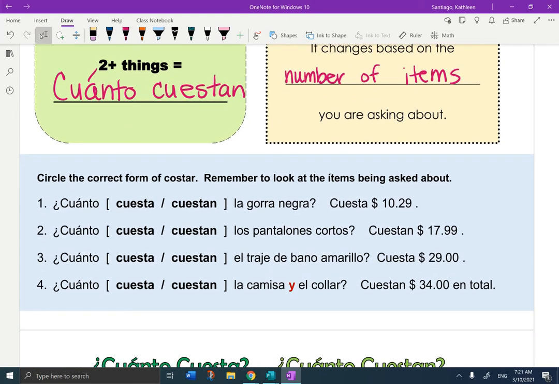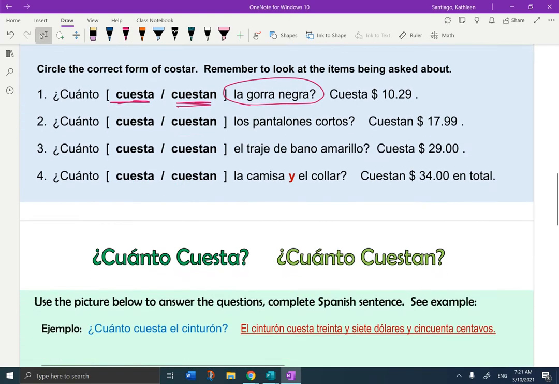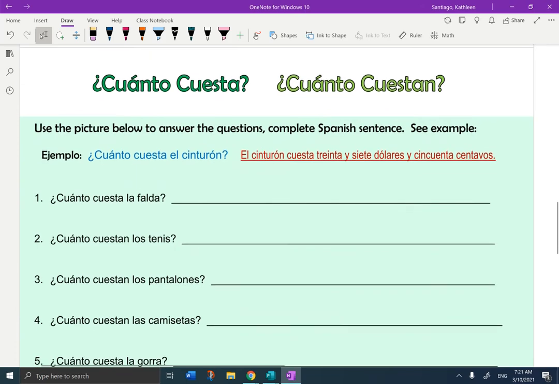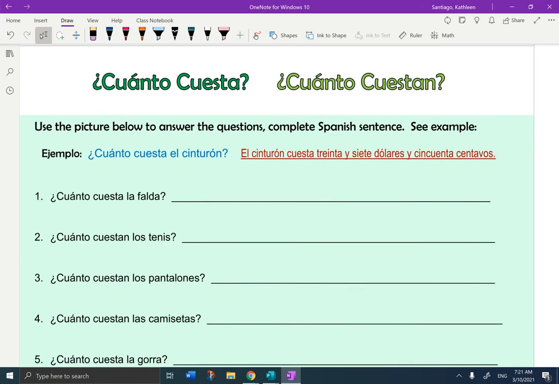Now, for your task today, circle the correct form of costar. Is it cuesta or cuestan? To decide, you have to look at the item being asked about. So finish that work, and then down below, use the pictures below to answer the questions in complete Spanish sentences. See the example. ¿Cuánto cuesta el cinturón?